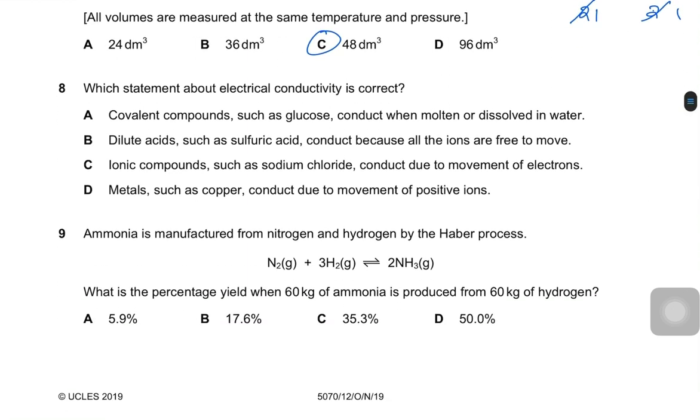Which statement about electrical conductivity is correct? Covalent compounds such as glucose conduct when molten or dissolved in water. No, sorry. Covalent compounds never conduct. Dilute acids such as sulfuric acid conduct because all the ions are free to move. Yeah, that is true, because sulfuric acid or other acids have H plus ions, and anions like chloride or, for example, nitrate, depending on nitric acid or whatever. So yeah, they do have ions.